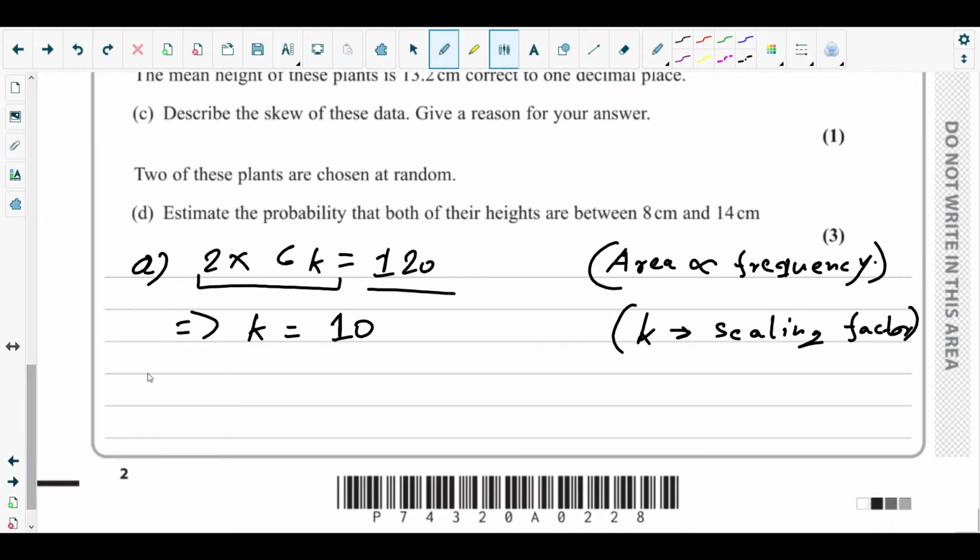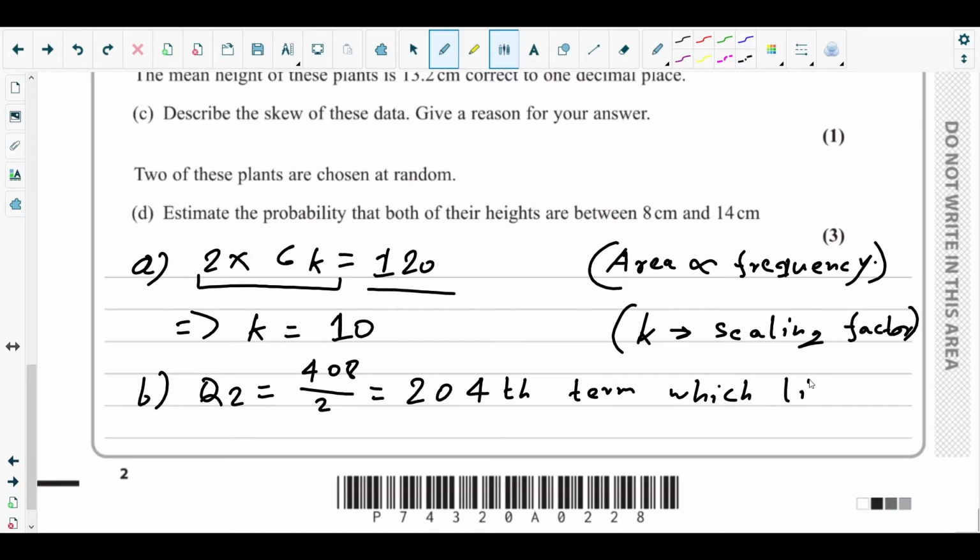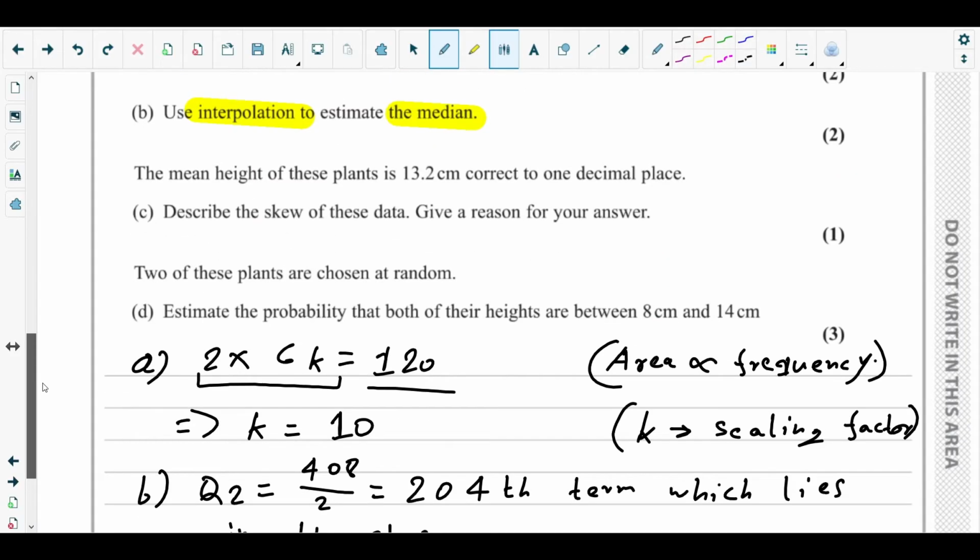Look, for part B, Q2 equals n over 2, right? 408 over 2. That would give you the 204th term, which lies in which class? Let's see where this 204th term lies.